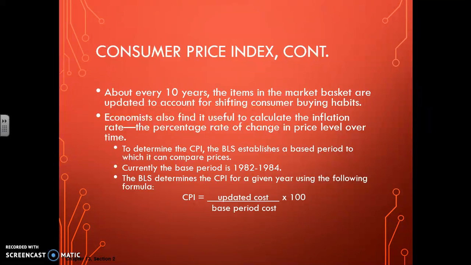So to determine CPI, the Bureau of Labor Statistics established a base period to which you can compare prices. Right now our base period is 1982 to 1984, and the BLS determines the CPI for a given year using the formula that you see in front of you, which is CPI equals updated cost divided by the base period cost times 100. So the value that's found here is the cost between 1982 and 1984. And this is today's basket cost.